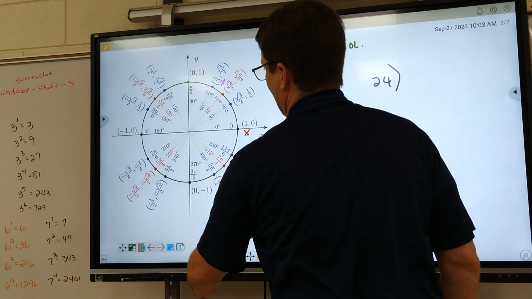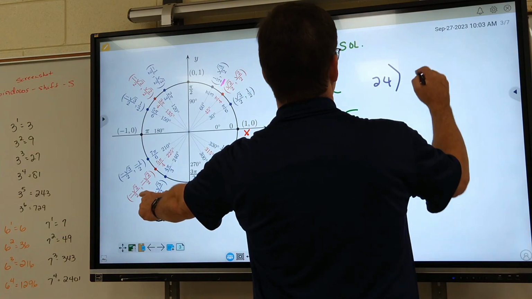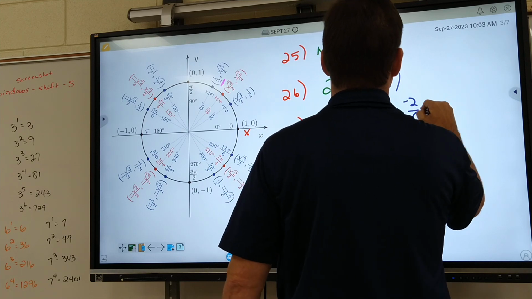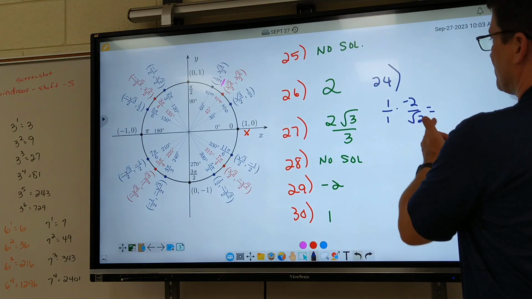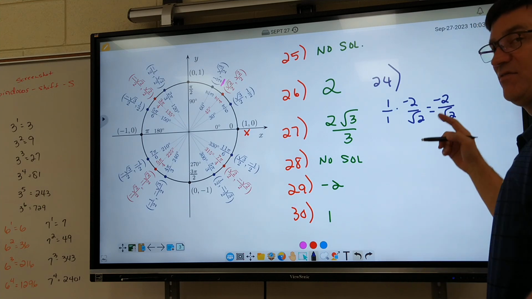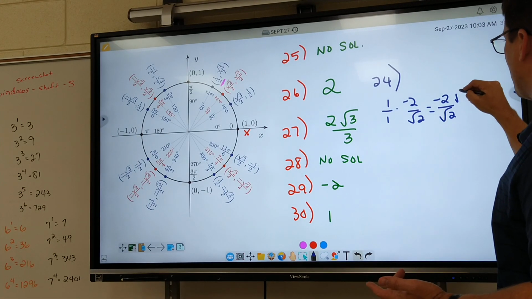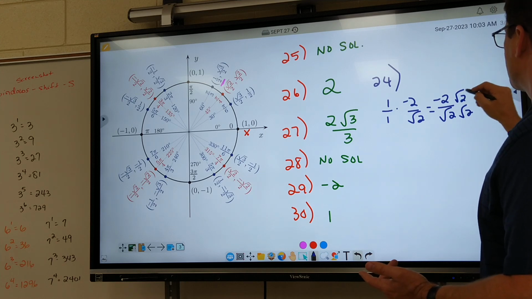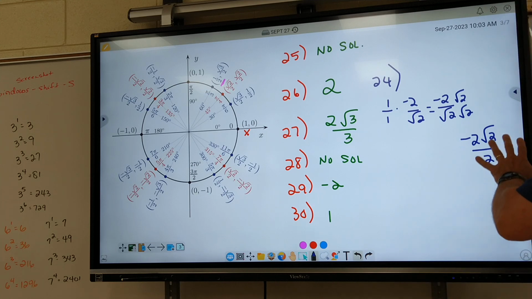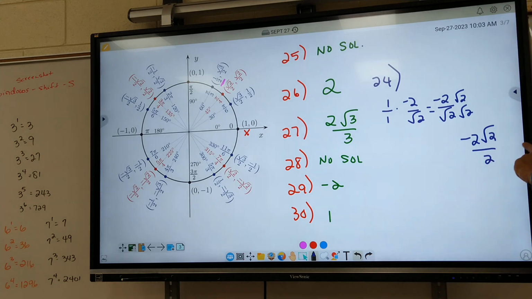Secant of 225. Here's 225. Secant's 1 over x, so it's 1 over 1 times negative 2 over root 2. All right, here we go. So my answer when I times straight across is negative 2 on top, root 2 on the bottom. Can I leave it like that? Nope. So I times by root 2, and my answer is negative 2 root 2 on top, 2 on the bottom. Now that's my answer. But I think I can simplify one more thing. What else can you simplify? I mark out that 2 with that 2. So my answer is just negative root 2.